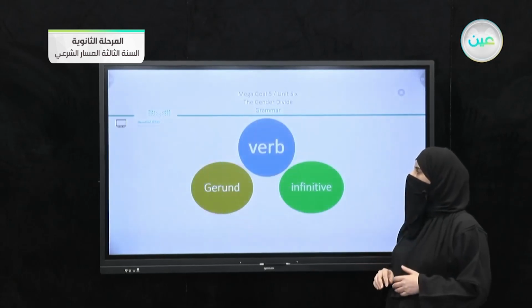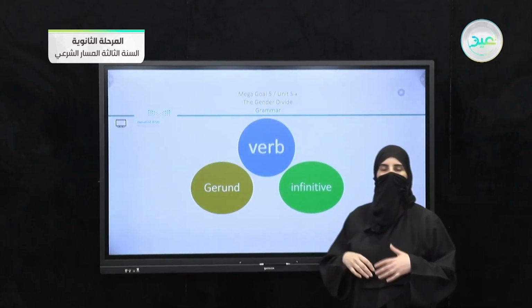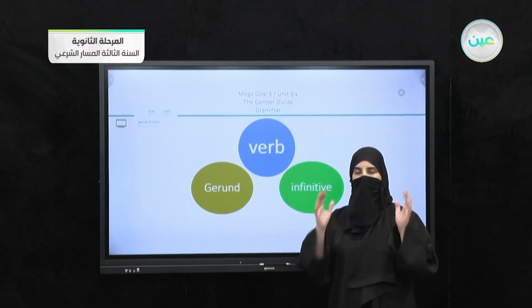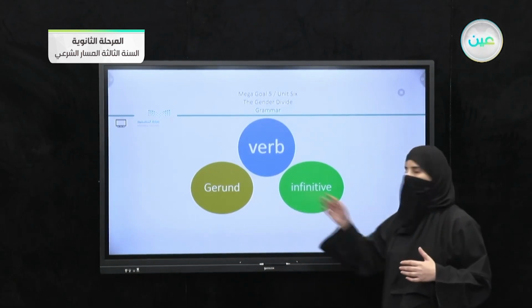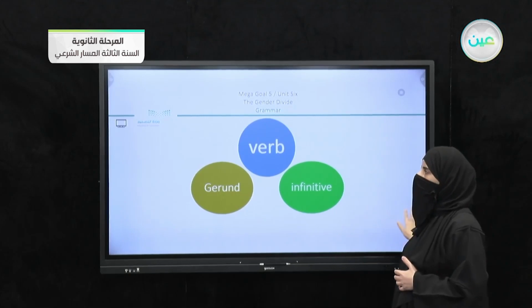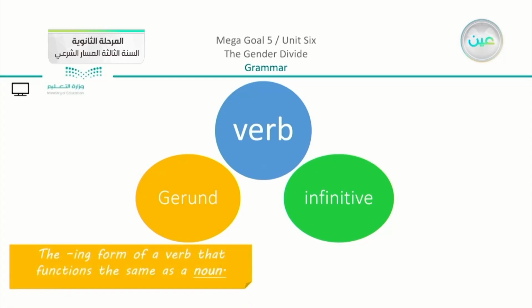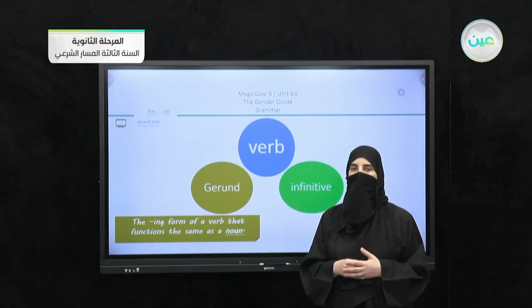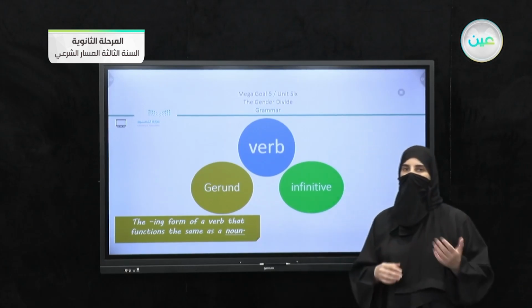So we are going to start first by just differentiating. We have the verb. It can be either a gerund, as we mentioned. Now we do know that the gerund here, as we had the example, stop worrying, is the ing form of a verb that functions the same as a noun. So when I have the ing with the verb, it sometimes turns totally from the form of a verb to a noun. So it looks like a verb, but actually it is a noun.